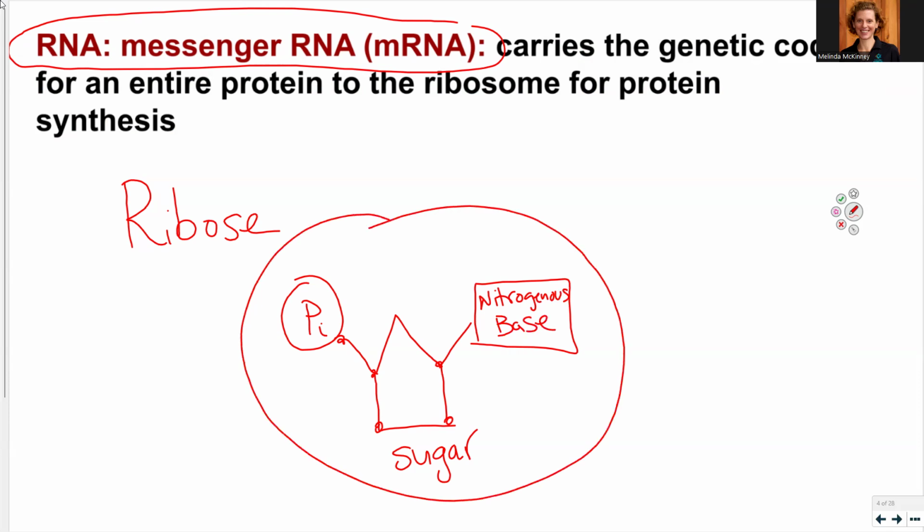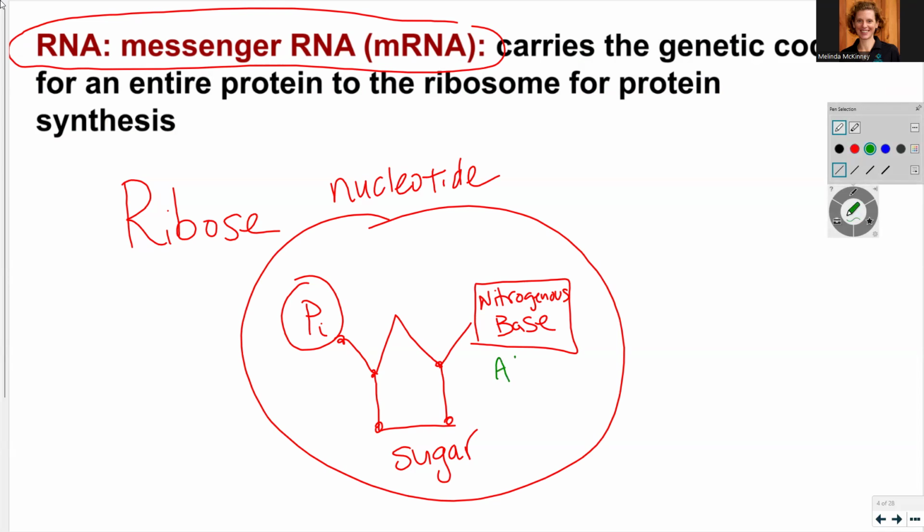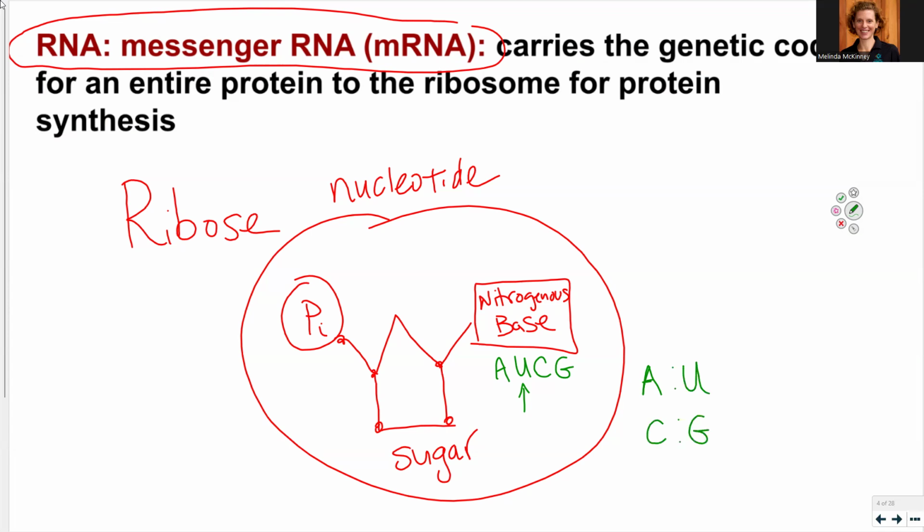This is, again, the monomer, which is a nucleotide. And the difference here is that the nitrogenous bases are A, U, so this is the different one, C and G. Whereas A previously would pair with thymine in DNA, A will pair with uracil, and cytosine will still pair with guanine.